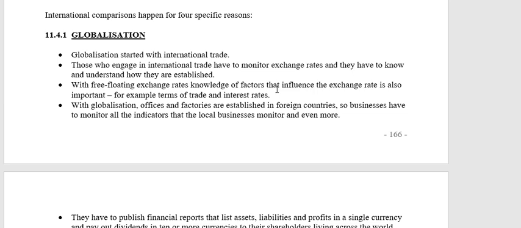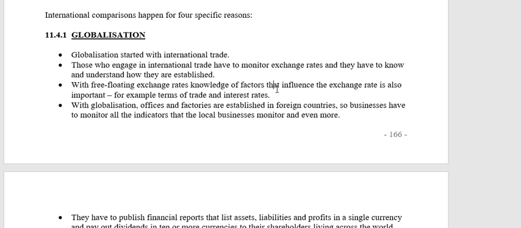So they need to understand, for example, the indicator of the terms of trade. We did that, the index figure of the terms of trade, because the terms of trade gives us an indication of what is going to happen with exchange rates in the future. Interest rate changes in different countries will affect their exchange rates as well.